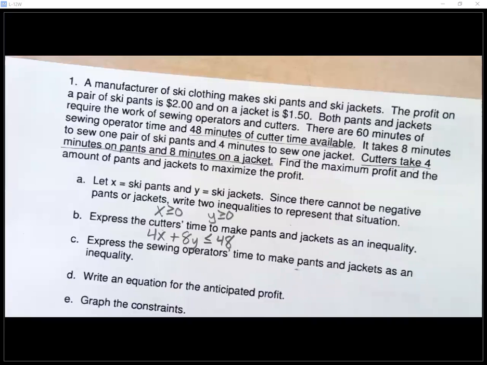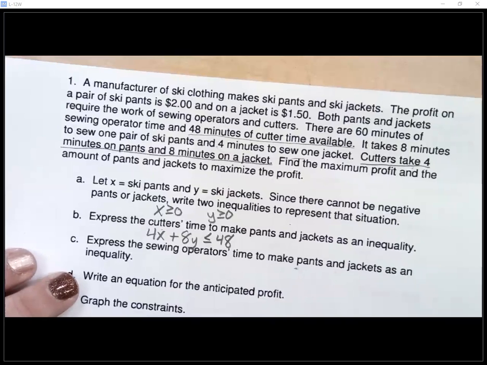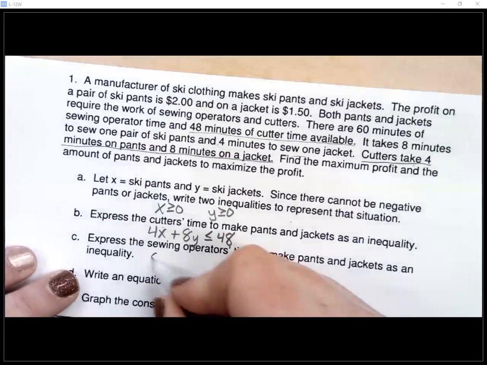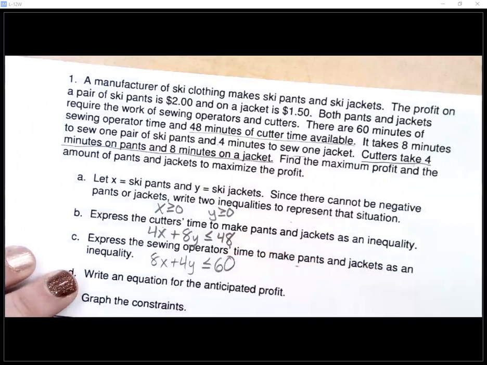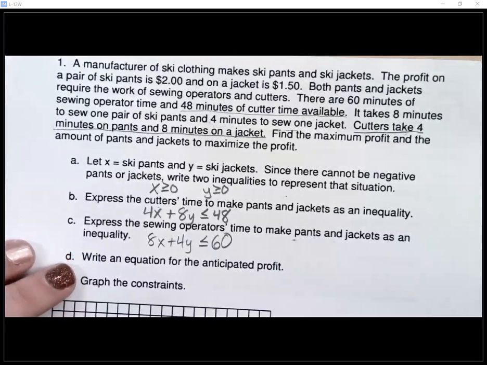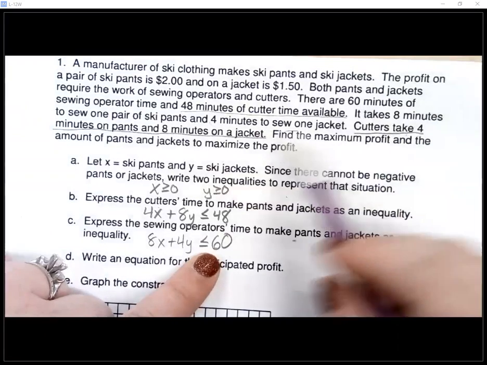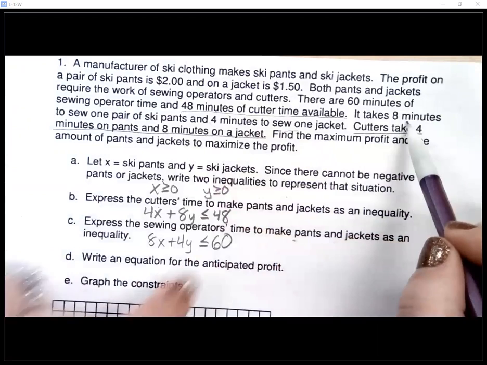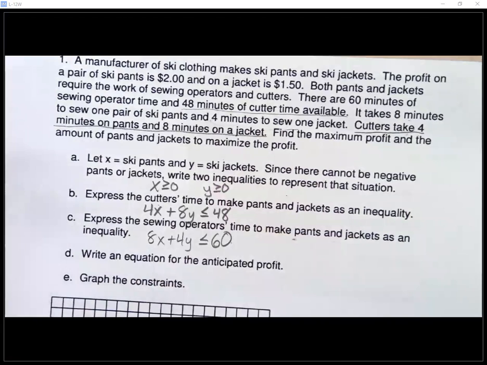All right. Who thinks they have the sewing inequality? Angelina, go for it. 8x plus 4y is less than 32. Or less than 32. I agree. If you go back, there were 60 total minutes of sewing time available. And then, let's see, here's the sentence where they're talking about sewing. 8 minutes for pants, 4 for jackets. So there it is. Okay. So far, are we all right? I think we have covered all of the constraints.